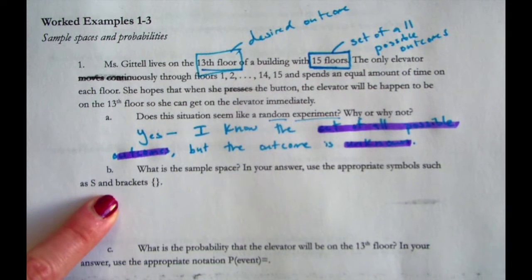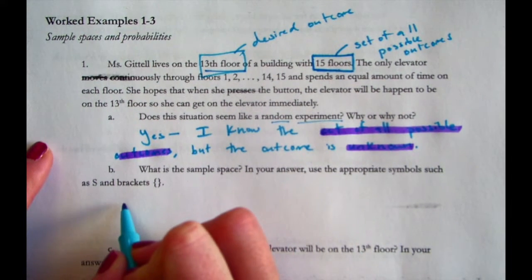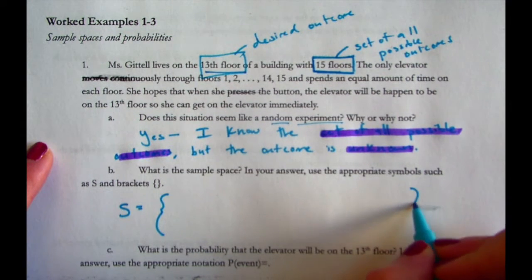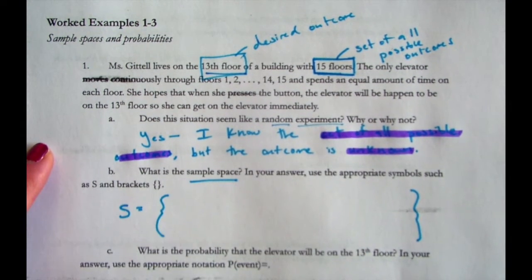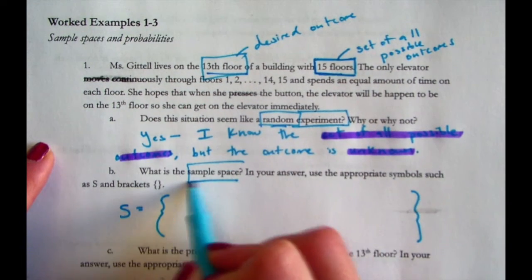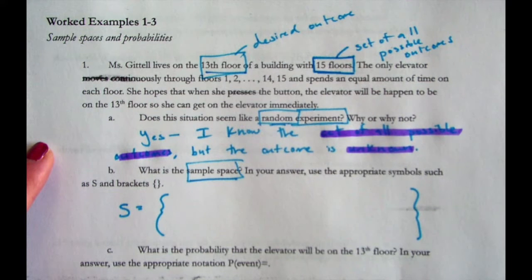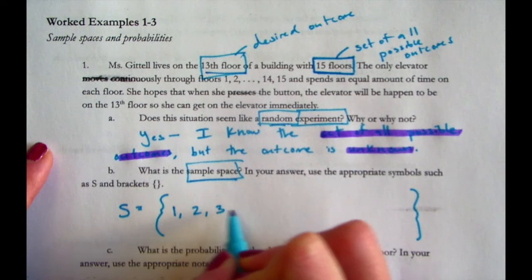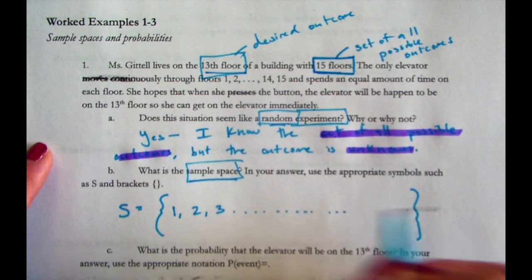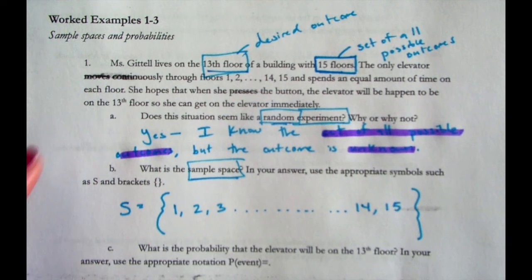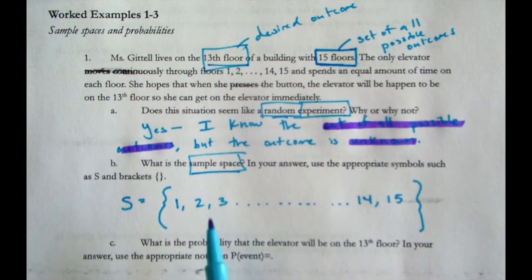What is the sample space? So the sample space for this particular experiment is the set of all possible outcomes. Again, that's right from my vocab list. So the set of all possible outcomes would be the elevator's either going to be on the first floor, second floor, third floor, all the way up until the 14th floor or 15th floor.